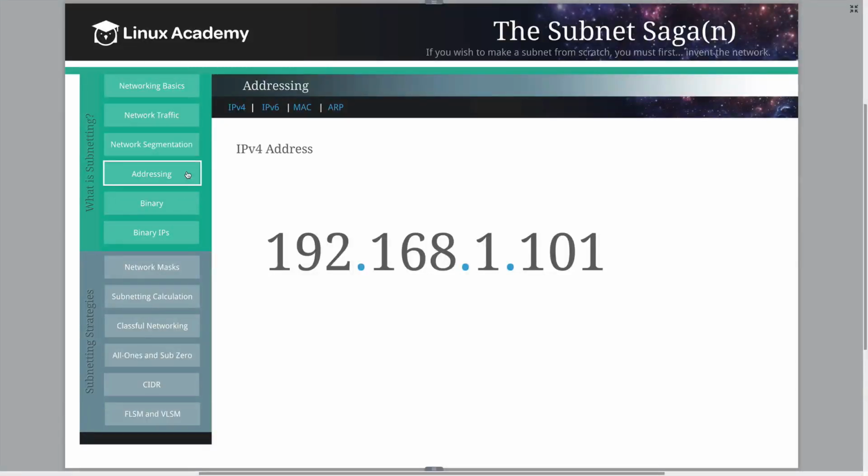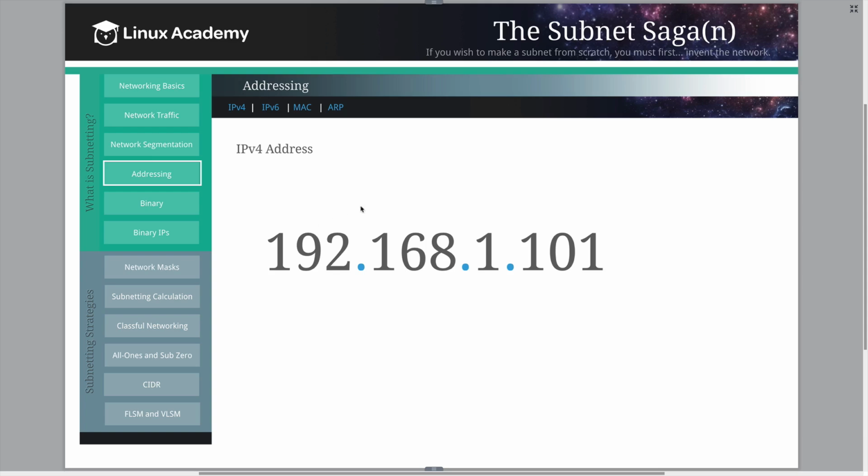So I'm here in the interactive diagram, and I'm on the fourth section here on the left, addressing. And what we have here is an example of an IPv4 address, 192.168.1.101. Now, IPv4 is version 4 of the IP protocol, if you will. It is Internet Protocol version 4, IPv4. And it's been around since about the early 80s. Now, one of the limitations of IPv4 is that there is an upper limit of about 4.3 billion addresses in total.